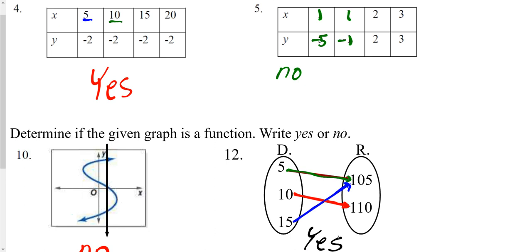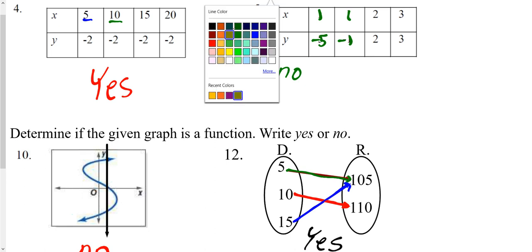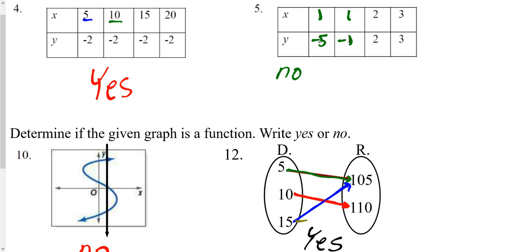Now, how would this not be a function? If I came along and I said 15 also gives me out 110. So here you'd see 15 has two arrows going from it, so it would have two different outputs. That means it would not be a function.